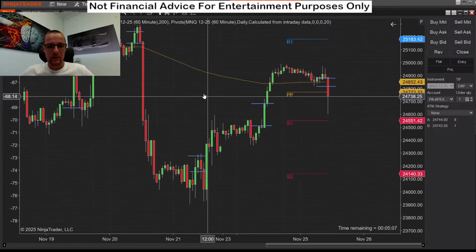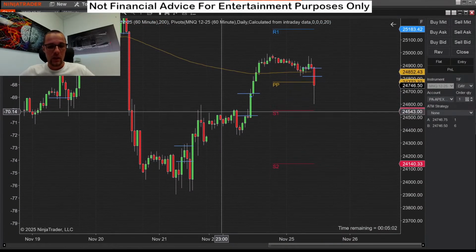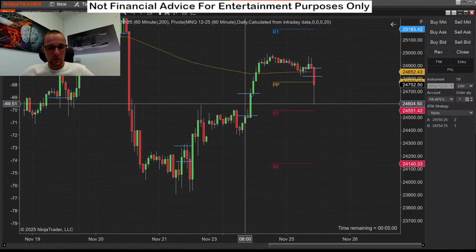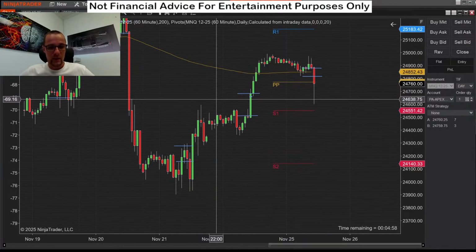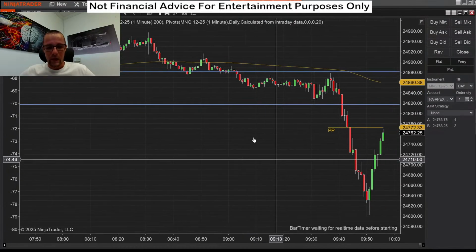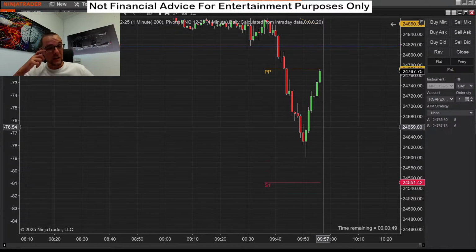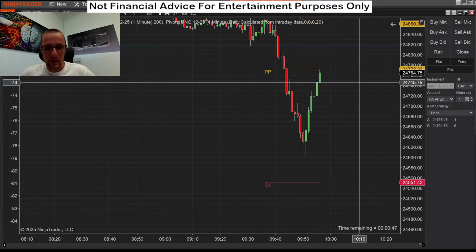So on a higher time frame, this is why it's important to see why we had support there. Makes sense, right? When you look on a 1 minute chart, you don't really know why we bounced there. It's like, okay, we bounced, I don't know why. But when you look on a higher time frame, you see exactly why we bounced there.